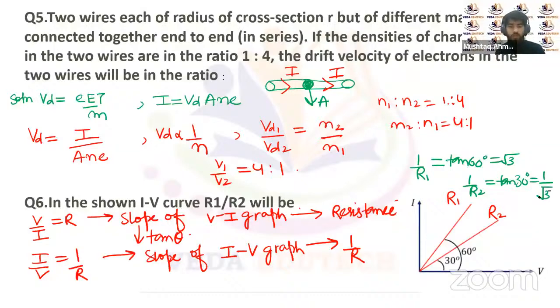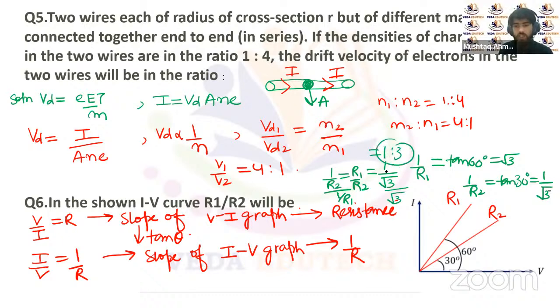Now calculating the ratio R1 to R2. R1 ratio R2 will be equal to 1 over root 3 over root 3, so from here it will be 1:3. So this will be the ratio of the resistances between the two graphs.